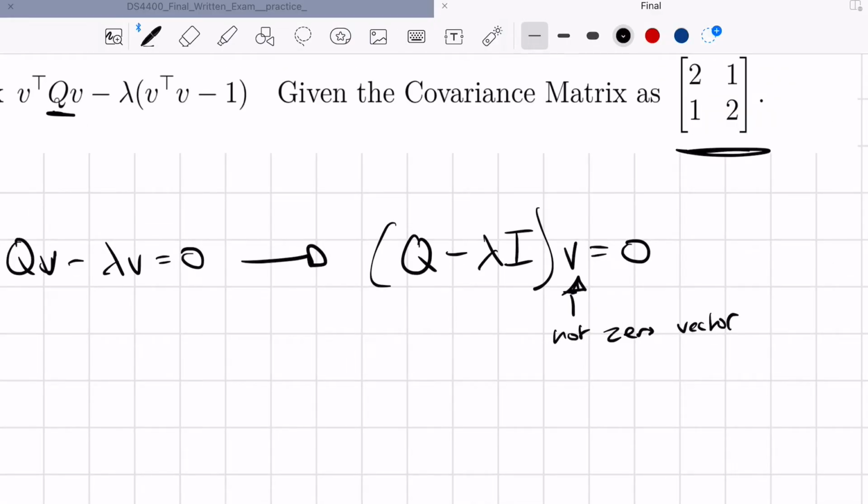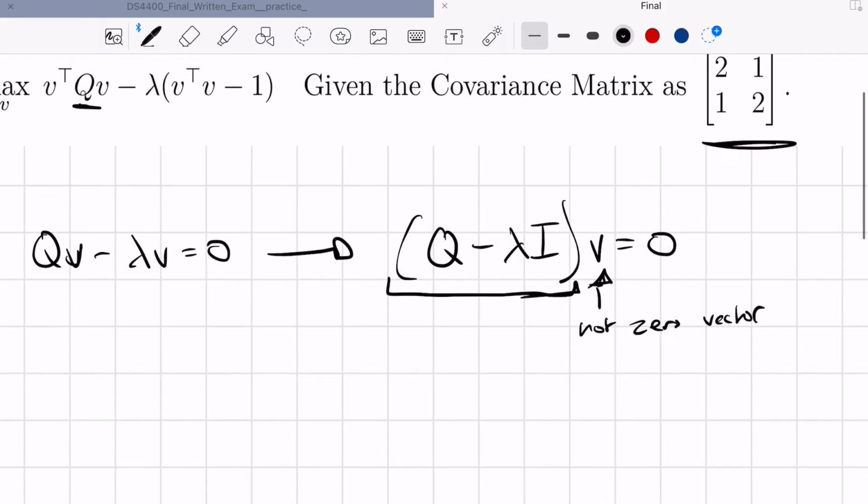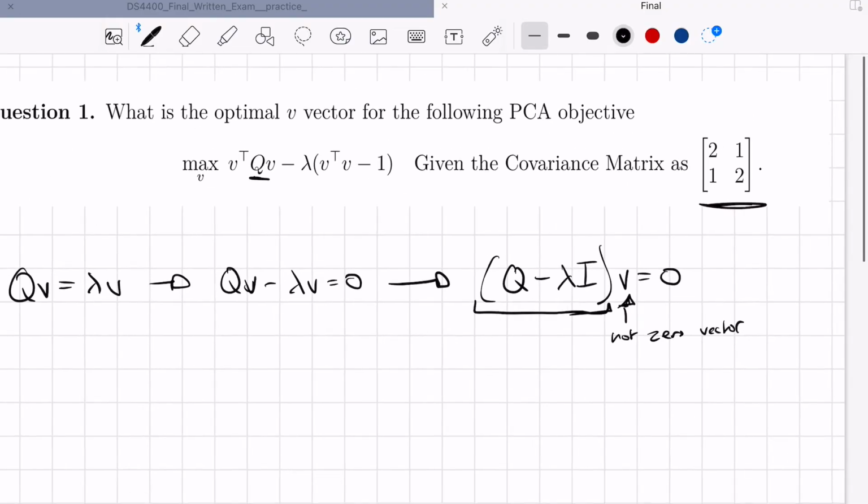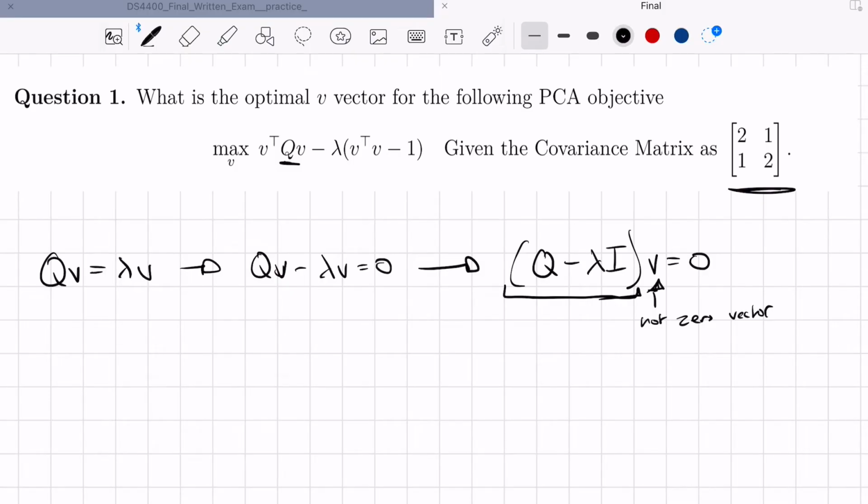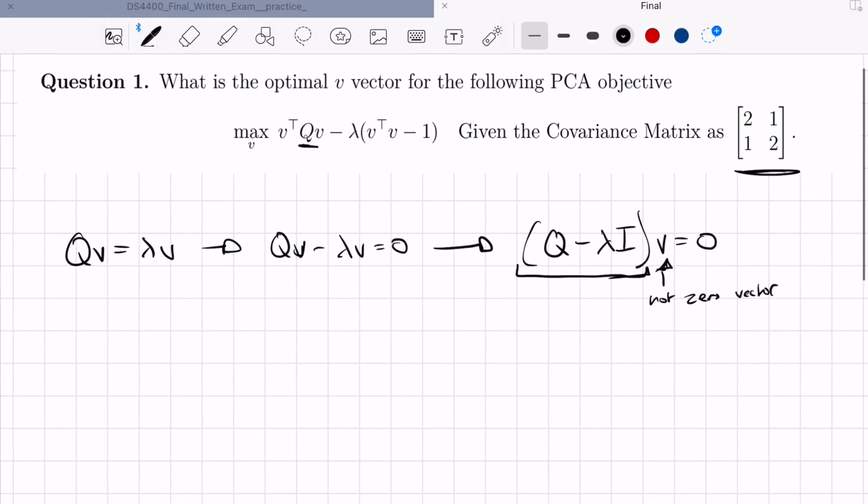Okay, so since V is a non-zero vector, in order for this to have a non-trivial solution, we need to assume that it's non-invertible. If you want more information on that, I would look at our class notes on eigendecomposition. However, using general linear algebra principles, for this to be non-invertible, that means the determinant of Q minus lambda I is equal to 0. So our first step is to solve this for Q.